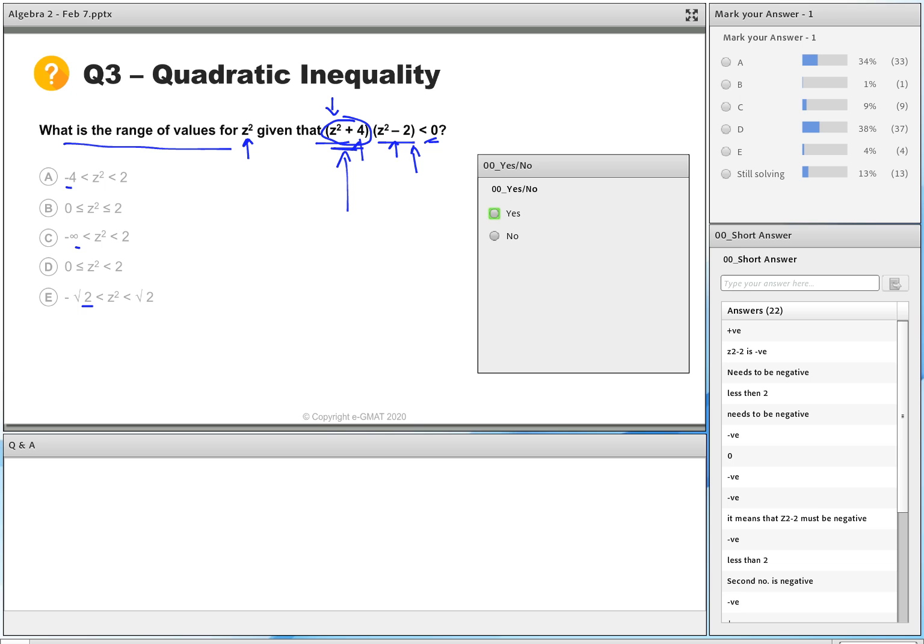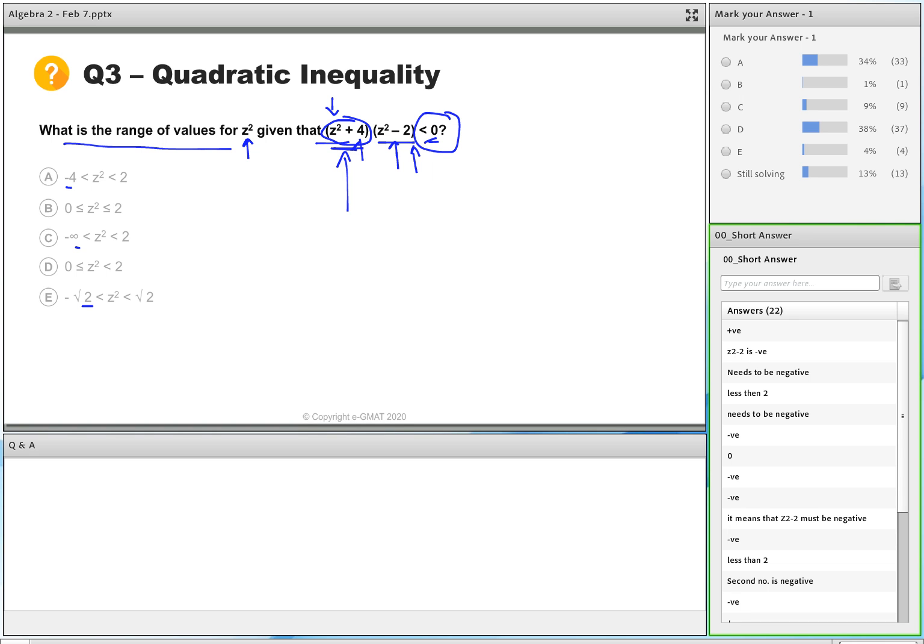Okay, I still see 4 or 5 people who are confused with this. Please understand, z square plus 4 is always positive. The product is negative. When is a product negative? When one of the numbers is negative, right? So that essentially means that z square minus 2 has to be negative in nature. Only then can I say that this entire product is negative. If z square minus 2 is positive, then the product would be positive, which is not the case in this question. So we'll take this.